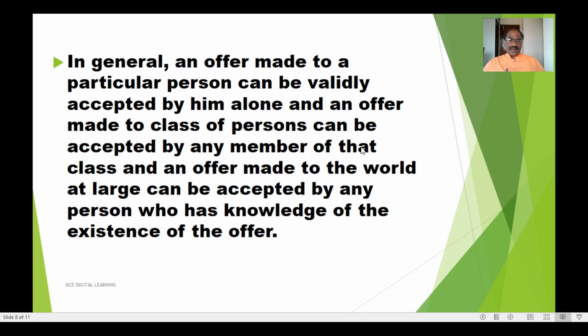And that is, the class, and an offer made to the world at large can be accepted by any person. ಅಂದ್ರೆ suppose if it is also one of the type of general offer, if there is an offer to the world at large, it is applicable to all the public. ಈ ಆಫರ್ ಎಲ್ಲರಿಗೂ ಅಪ್ಲೈ ಆಗುತ್ತೆ ಅಂತಂದಾಗ ಯಾರಿಗೆ ನಾಲೆಡ್ಜ್ ಇರುತ್ತೋ ಅಬೌಟ್ ದ ಆಫರ್, ಆ ಆಫರ್ಗೆ ಅವರು ಒಪ್ಪಿಗೆಯನ್ನು ಸೂಚಿಸಬಹುದು. Knowledge of the existence of the offer is very important.